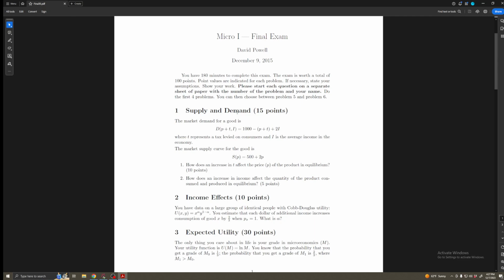So the first question is about supply and demand. And we're given the market demand and the market supply for the good. Market demand is a function of the price, the tax that's levied on consumers, and the consumer's income. The supply is just a function of price. As price increases, firms are willing to produce more of the good. Although we're not explicitly told this is a perfectly competitive market, the first question is asking us, how does an increase in T affect the price of the product in equilibrium? To solve this question, we're not given the equilibrium price. We're going to have to solve for the equilibrium price. And to do that, we have to set demand equal to supply.